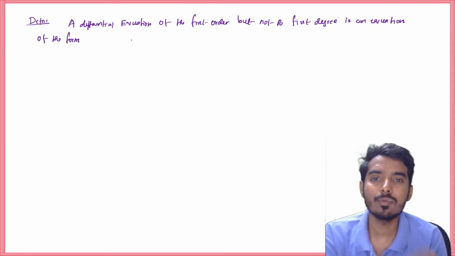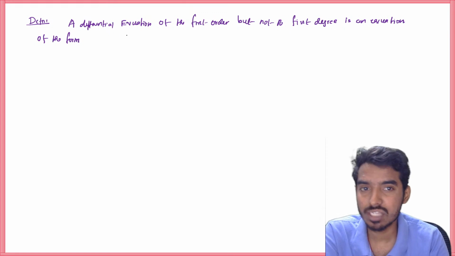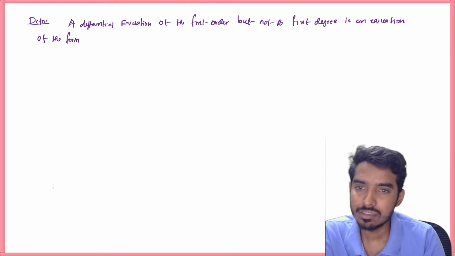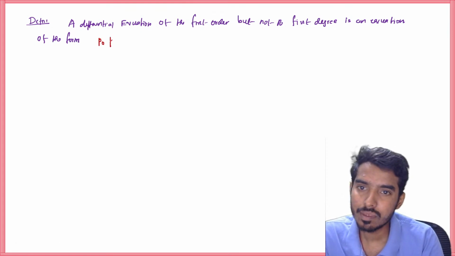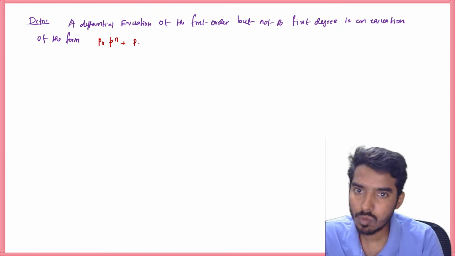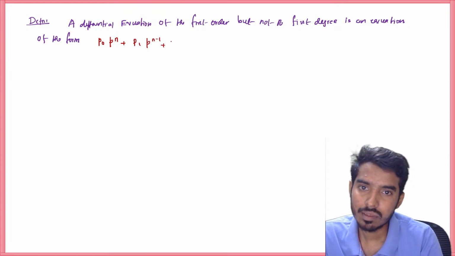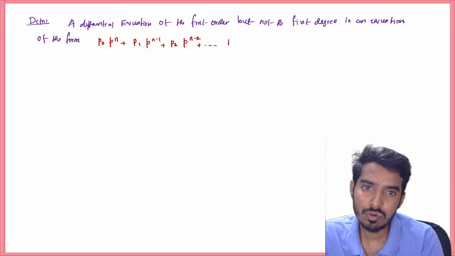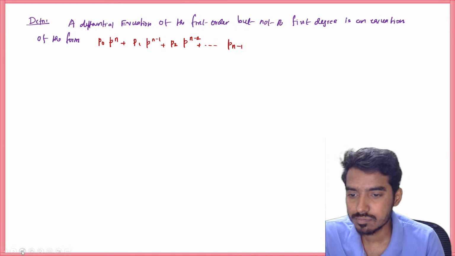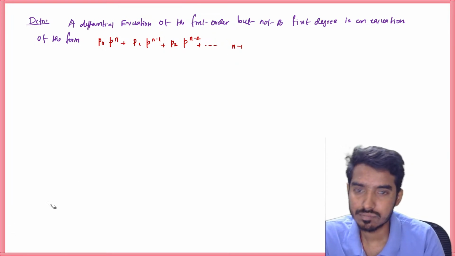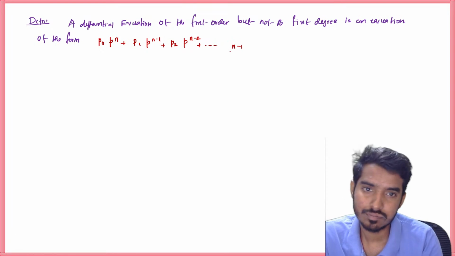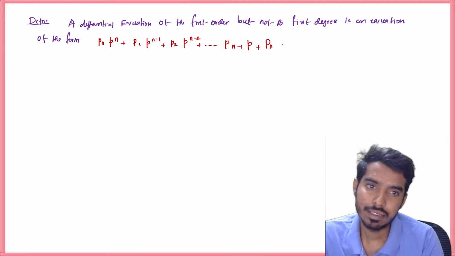So I'm going to tell you the general format of a differential equation of first order but not of first degree, right? So it will be of the form P naught p power n plus P1 p power n minus 1, P2 p power n minus 2, and so on up to P n minus 1 p, plus Pn is equal to 0, right?